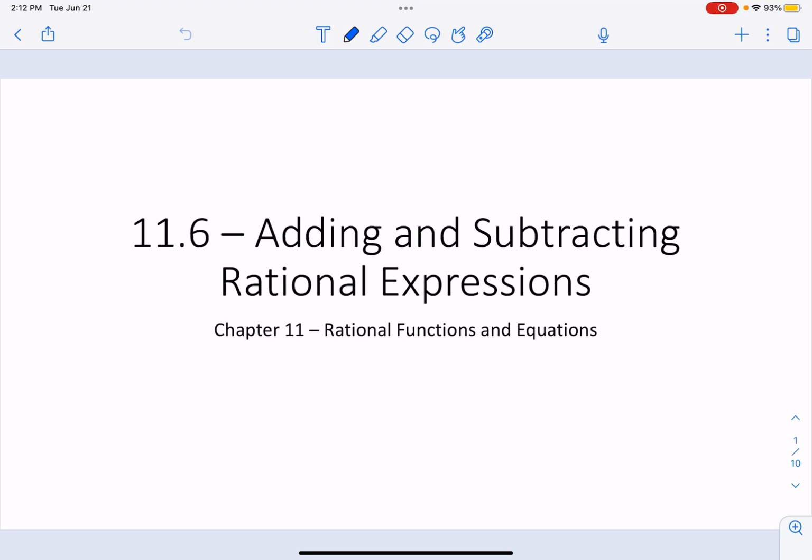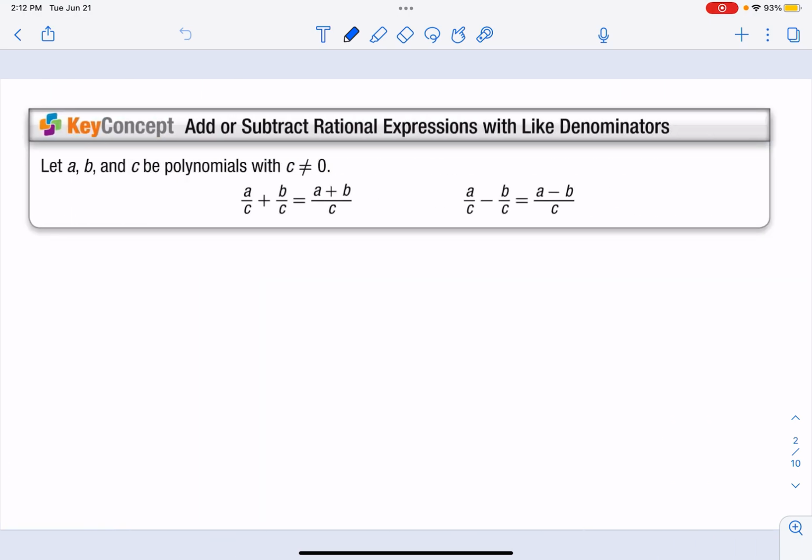In this lesson, I'm going to be talking about adding and subtracting rational expressions. Okay, add or subtract the rational expressions with like denominators. So you just have to remember that your denominators need to be the same value. You don't do anything with the denominators, but you add the numerators. Same thing with subtraction. You just need to remember you subtract the numerators, the denominator has to remain the same.